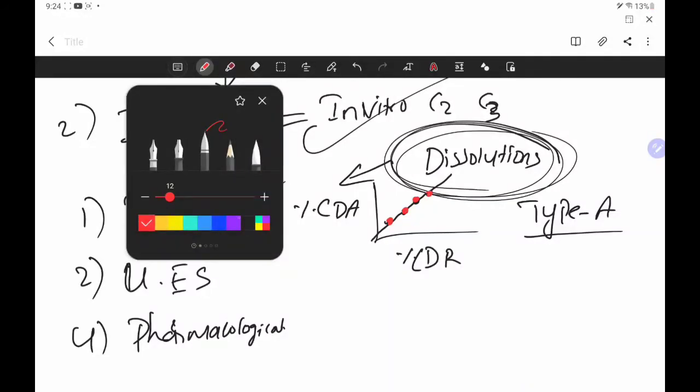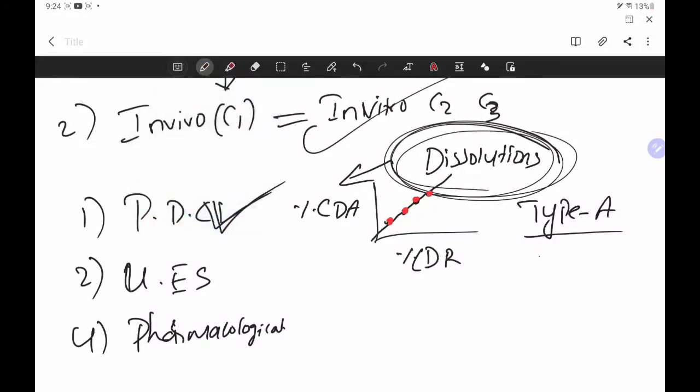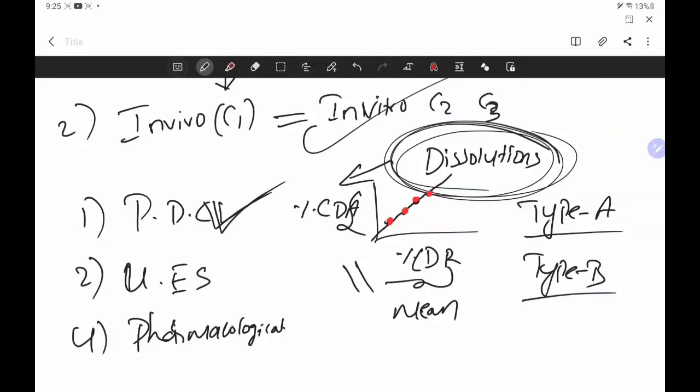Another correlation is type B. What is type B? Take the mean of this and take the mean of this. Compare the mean of studies conducted outside the body and the mean of studies conducted inside the body. To take the mean, you have to take all the points and convert those points into a mean. When the mean has been converted, match the means. If the means are almost similar, then we can say it is a good correlation. Such a type of correlation we call type B. Here we are not going for point to point correlation, we are going for the mean.